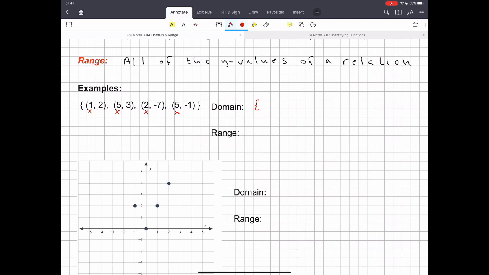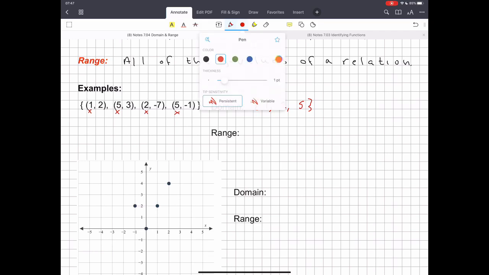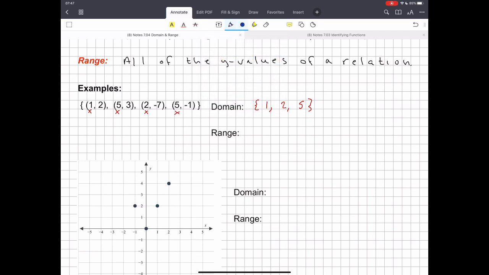and I do it in order from least to greatest, not in the order that they appear. And I also don't have to put in duplicates more than once. So my domain is simply 1, 2, and 5. So those are in order from least to greatest. And notice I only put the 5 in once because I don't need to put it in twice.